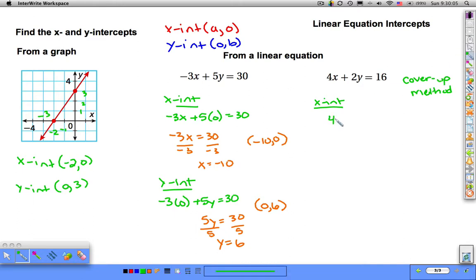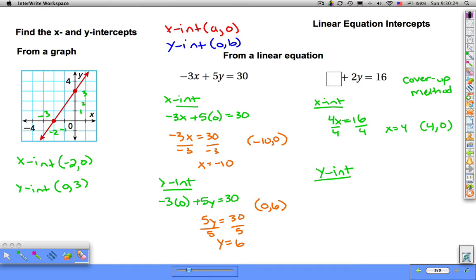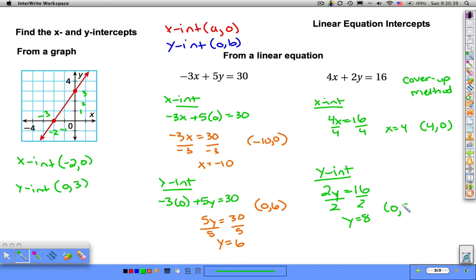So that's all I'm going to write. Now I would divide by 4. X equals 4. But again, we know this is not the correct form. We're going to write it as (4, 0). Now let's do the same for the y-intercept. This time, instead of covering up the y term, we're going to cover up the x term because that's what's going to be canceling out. So you can see our equation is 2y equal to 16. So 2y equals 16. Divide by 2. Y equals 8. So our answer is (0, 8).